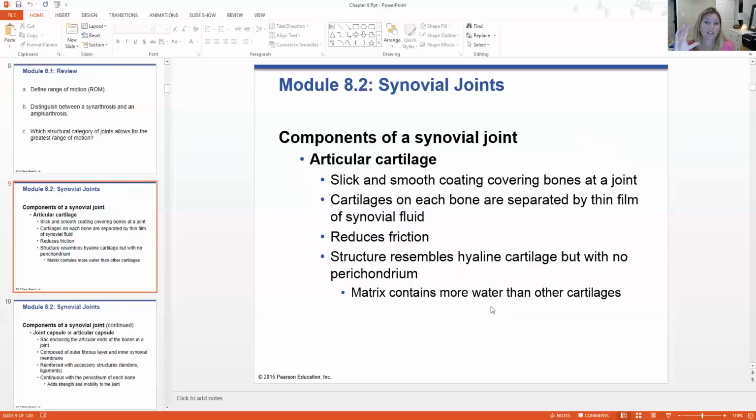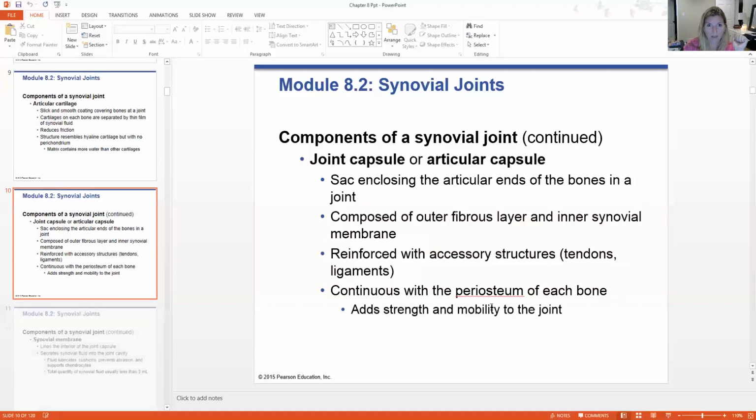So it's basically a very watery matrix compared to other cartilages, which means there's not as many chondrocytes there, which means there's not a lot of area for growth and repair, which means if you damage your joints, they're very hard to repair. This is arthritis. This is osteoarthritis. As you get older, as your bones begin to wear and tear, it kind of is what it is. That just happens with normal wear and tear of the aging process. We'll talk about that later.